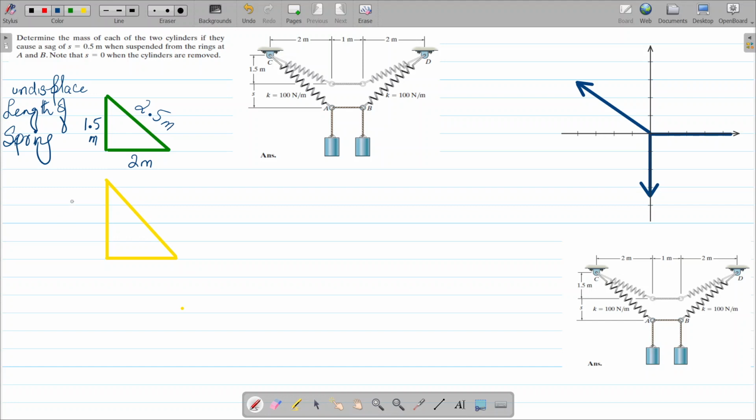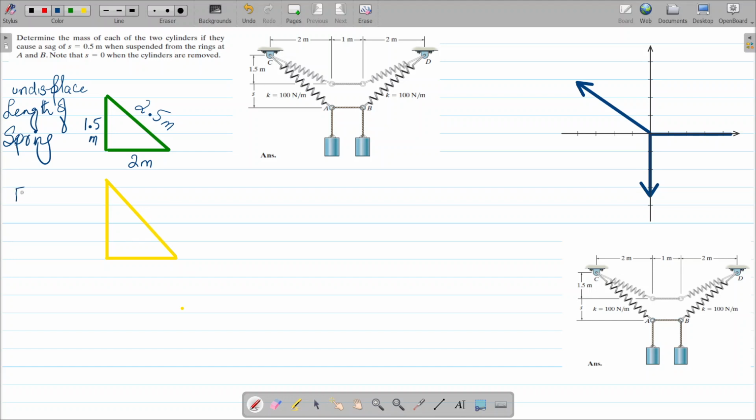And we also know that when the spring is being displaced by the application of these two loads, which are this one and this one, the vertical length of the spring after displacement will be 1.5 plus s, which is 0.5. So it will be 2 meters, and the horizontal length will also stay the same, 2 meters, after the loads are applied. Okay, so we can also calculate the final length of the spring.